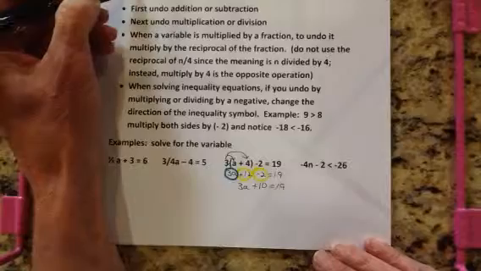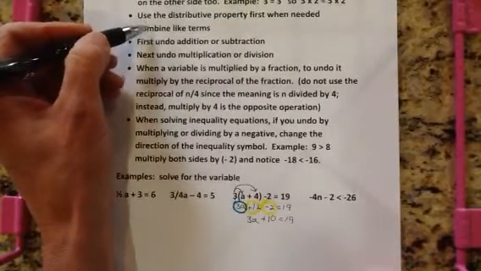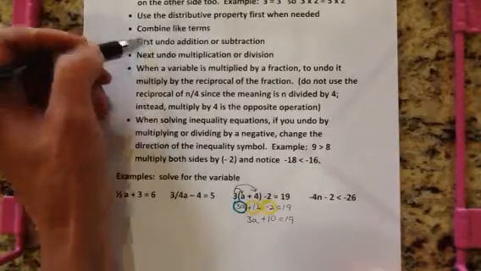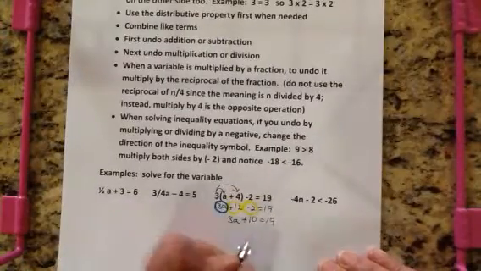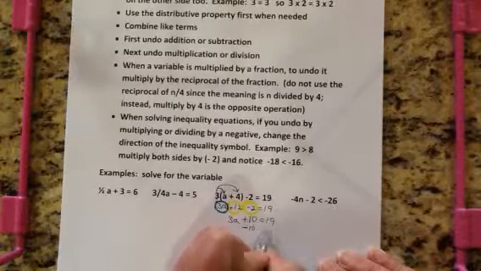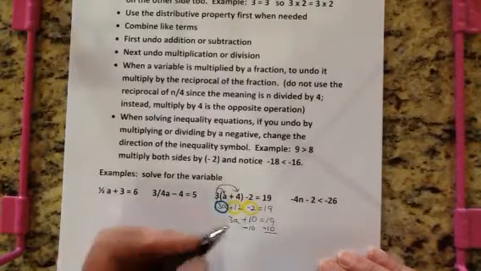So I did the distributive property first. Distributive property, then I combine like terms. Now I'm going to undo addition or subtraction. Okay, so let's look at that. I've got plus 10 to undo it. I will subtract 10. And remember, my guidelines told me I have to do it to both sides.